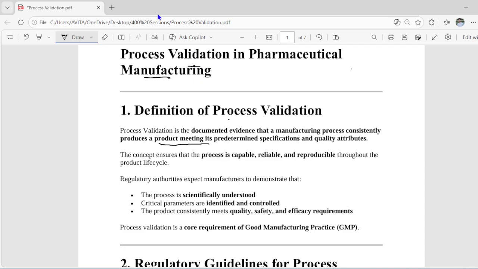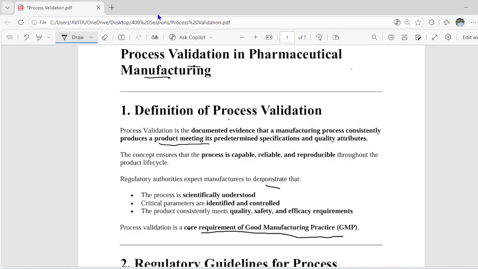So this concept ensures that the process is capable, reliable, and reproducible throughout the product life cycle. And the regulatory authorities expect manufacturers to demonstrate the process is scientifically understood and the critical parameters are identified and controlled. The product consistency makes the quality, safety, and efficacy required. Process validation is a core requirement of good manufacturing practice.